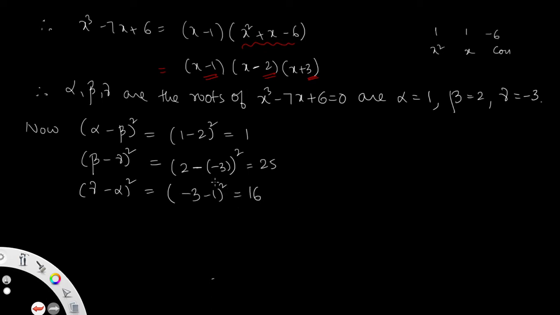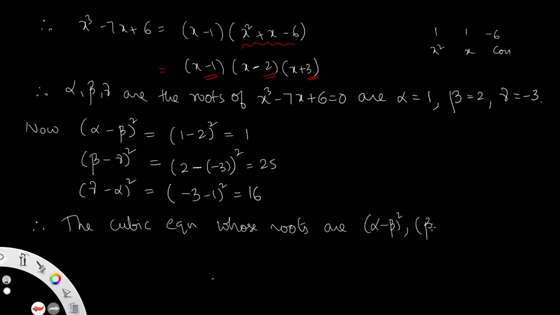Therefore the cubic equation whose roots are alpha minus beta whole square, beta minus gamma whole square, gamma minus alpha whole square. In the last previous problem we completed this method, and in this way you have to write the cubic equation. For these values, take the new roots 1, 25 and 16, and then substitute in the equation.